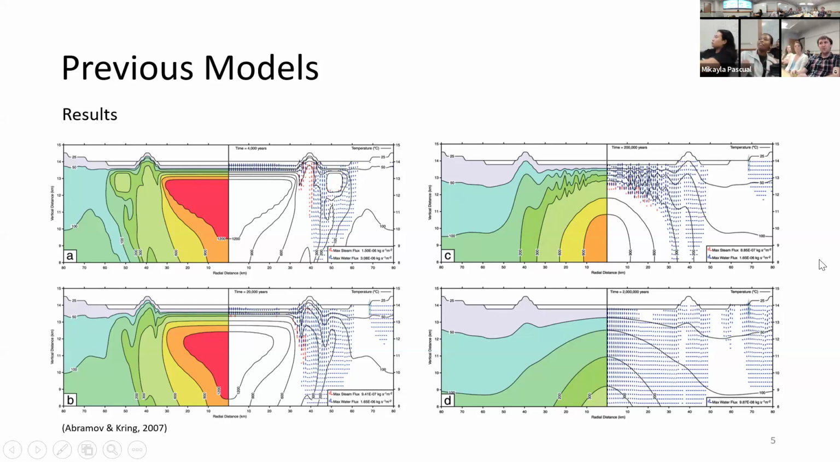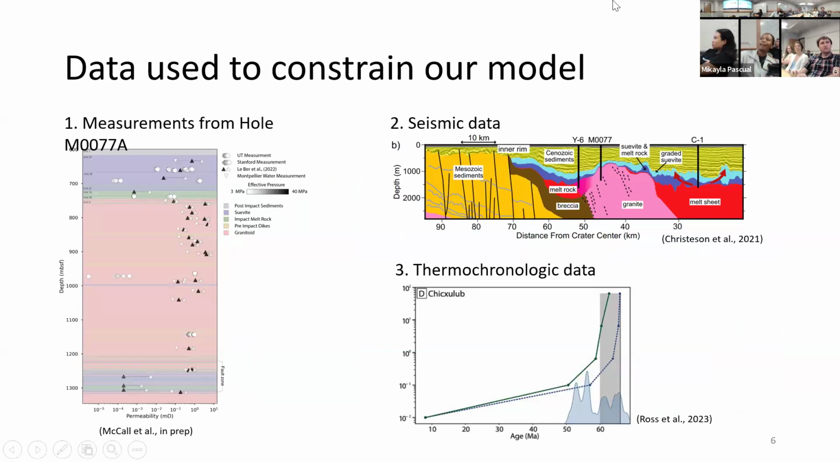So taking this model into account and all the new data we have, this is the new data that we're going to use to constrain our model. Thanks to IODP Expedition 365, we have specifically permeability data. An interesting thing that we found is that the suevite layers have lower permeabilities than previously thought, and the peak ring granite has higher permeabilities in the range of about 9.8 by 10 to the minus 1 million darcies. The permeability is an important factor for convection because that's how fluid is able to flow within the system.